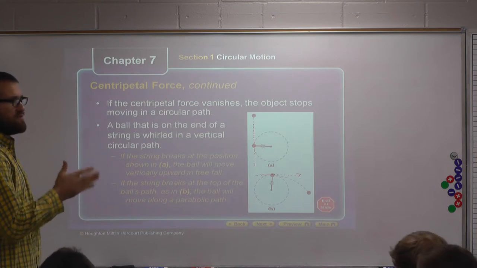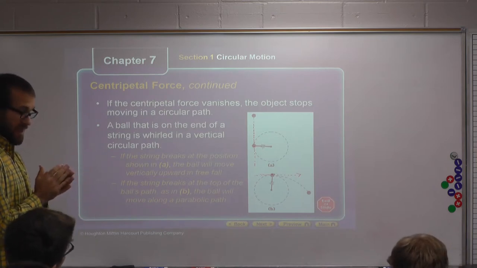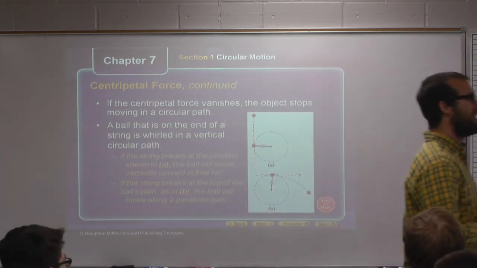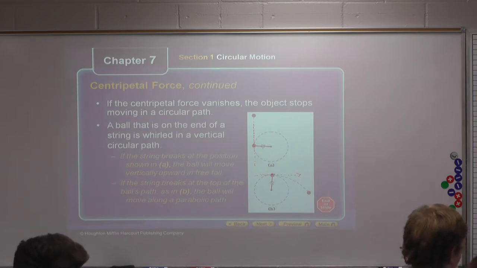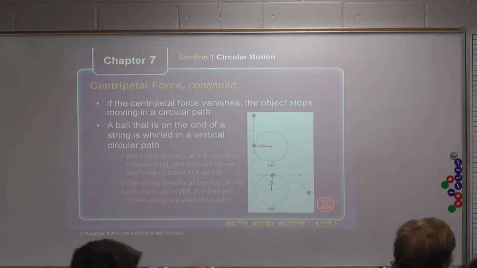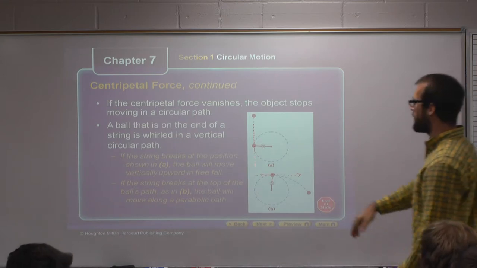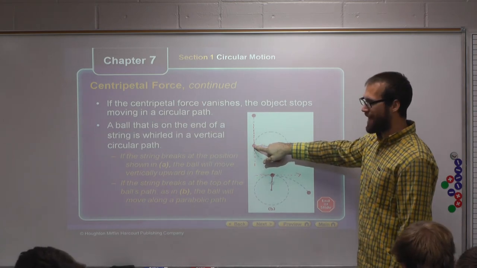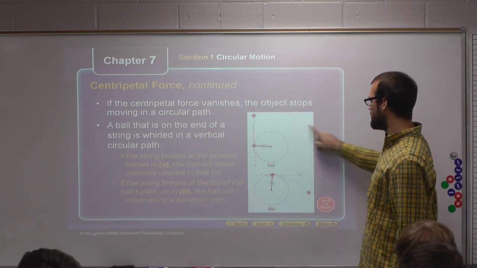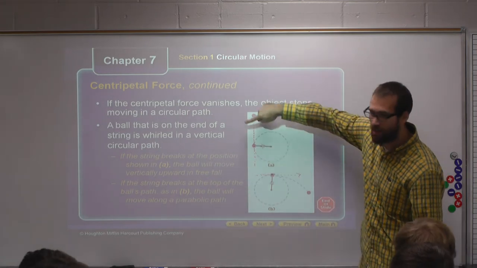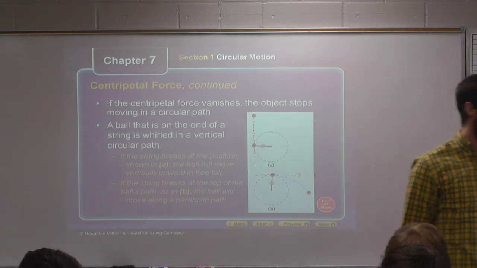So what this is saying is if you remove the force that keeps it in circular patterns, inertia's going to kick in. What's inertia? An object's resistance to change in its motion. So if you snap it here, its motion at that point is going to be straight up. If you snap it here, straight that way. If you snap it here, straight down. If you snap it here, straight to the left. If you snap it somewhere in between, it would be whatever the line tangent to that particular circular motion.